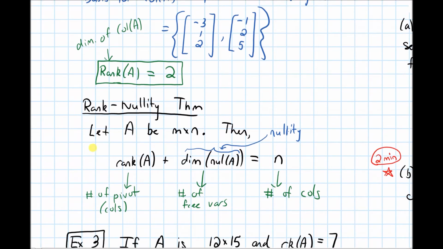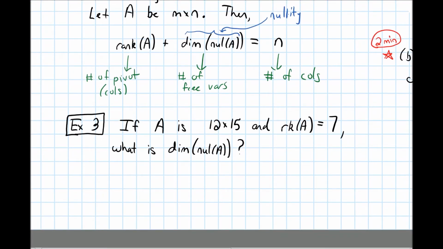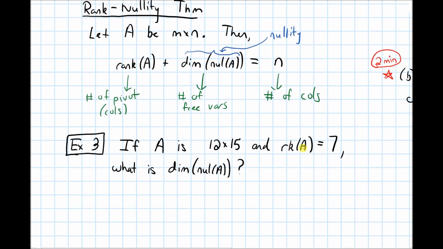Okay, so let's do some examples. So first example, let's say that my matrix A is 12 by 15, and the rank of A is 7. What is the dimension of the null space? Okay, so this is just a problem where we're going to practice using this rank-nullity theorem. So the rank-nullity theorem says, if I just abbreviate a little bit, I'm just going to write RK of A for rank of A, plus the dimension of the null space of A. Those 2 things should sum to N, the number of columns.